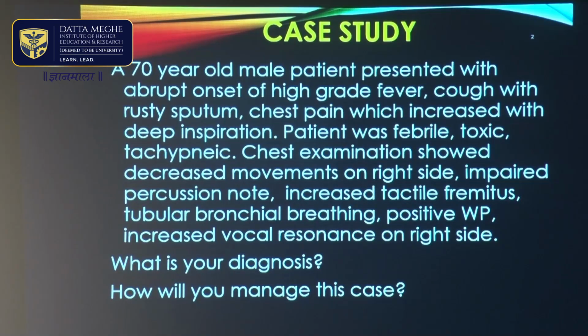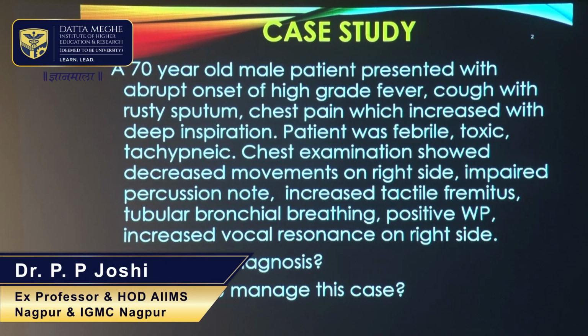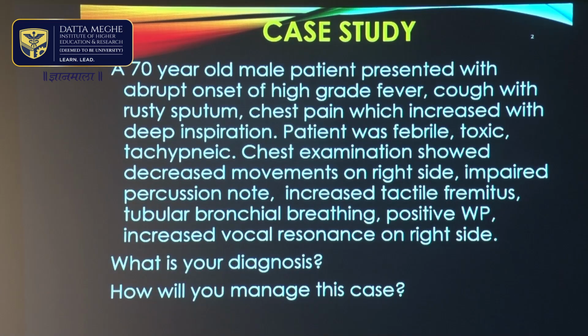He also has chest pain which increased with deep inspiration, indicating pleuritic involvement. He was febrile, toxic, tachypneic, and chest examination showed decreased chest wall movements on the right side, impaired percussion note, increased tactile fremitus, tubular bronchial breathing on auscultation, and positive whispering pectoriloquy with increased vocal resonance on the right side. This is a classical presentation of a patient who has community acquired pneumonia and lobar consolidation.